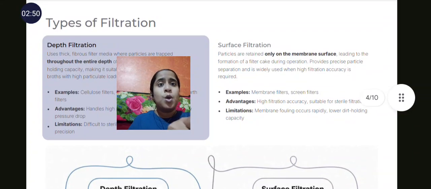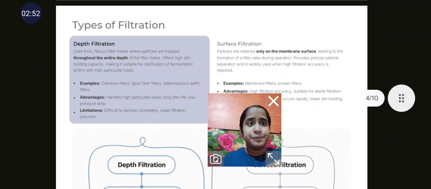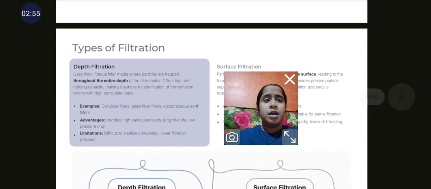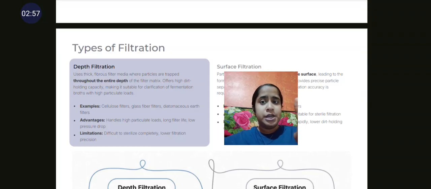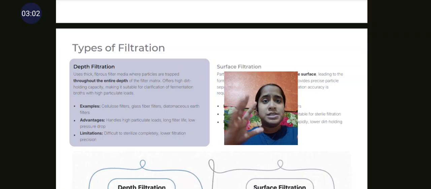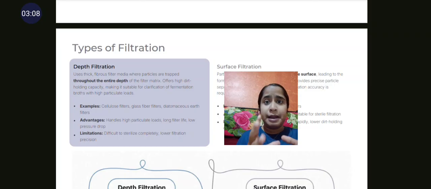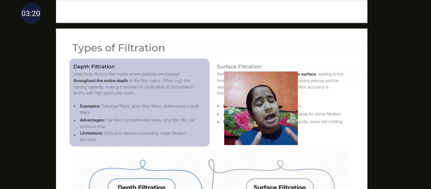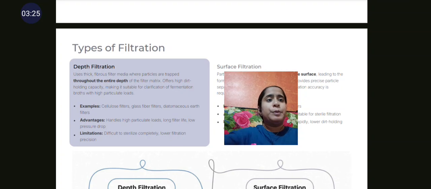Now let's understand what are the types of filtration. There are two types of filtration, depth filtration and surface filtration. The first is depth filtration. In this method, suspended particles are trapped inside the filter matrix. The filter consists of several layers, allowing particles of different sizes to be captured. It has a high dirt holding capacity and is commonly used for the clarification of fermentation broth.